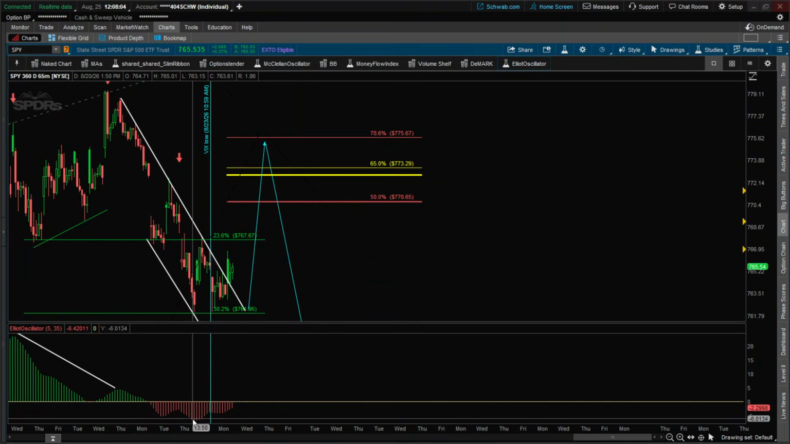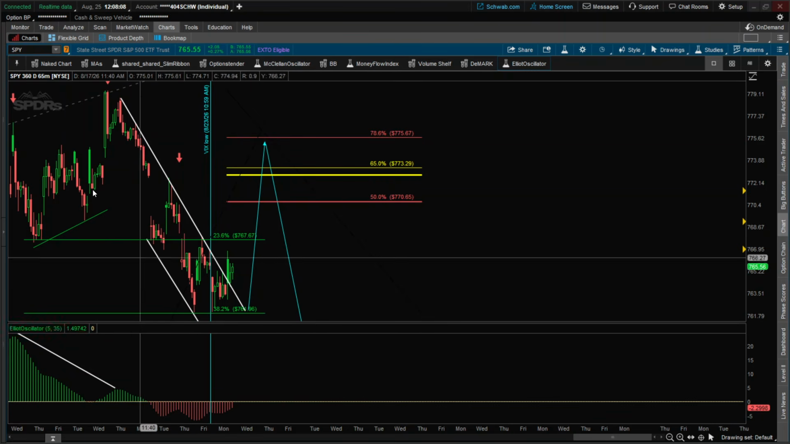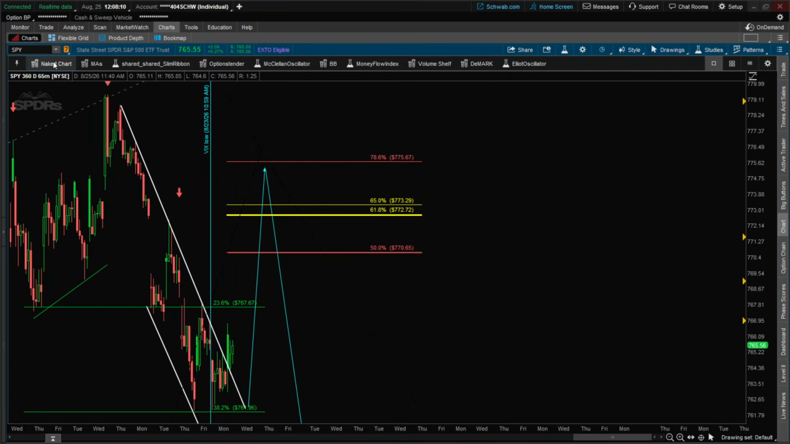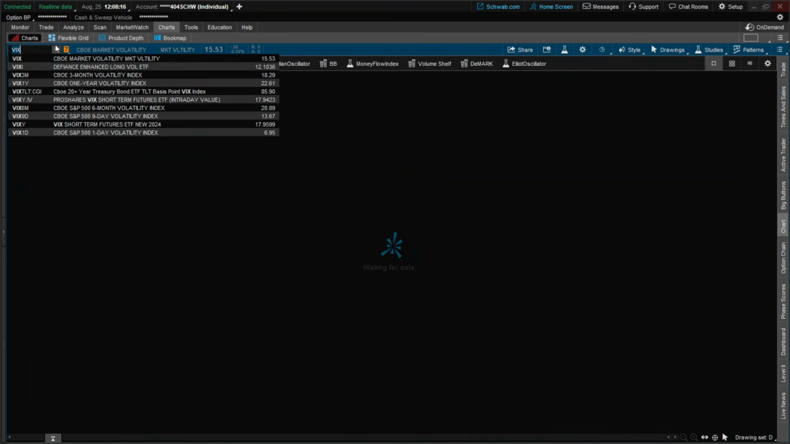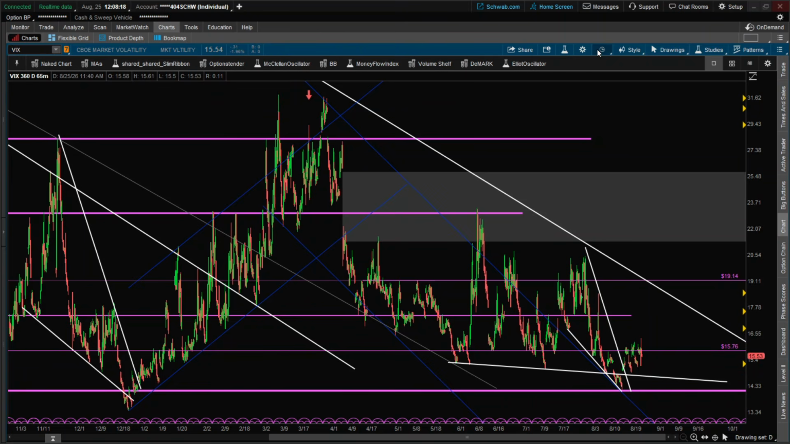Elliott oscillator made a low and is starting to get to the neutral area so far. No setup from that. Let's finish this off with the VIX on a 65. Boom.